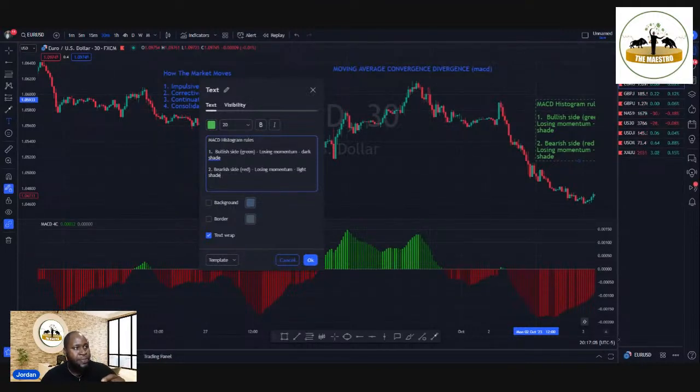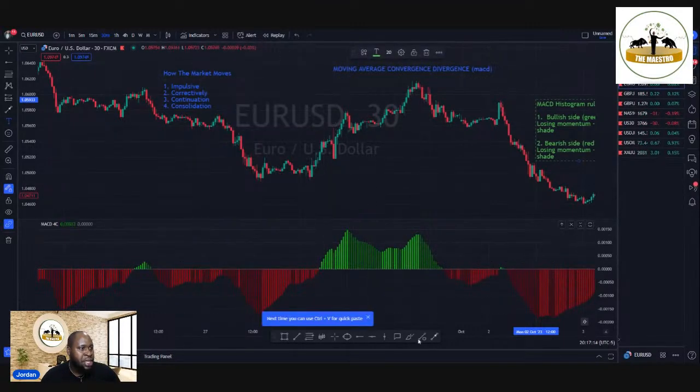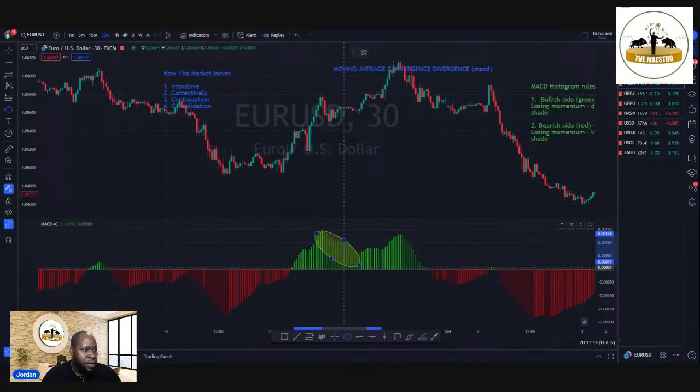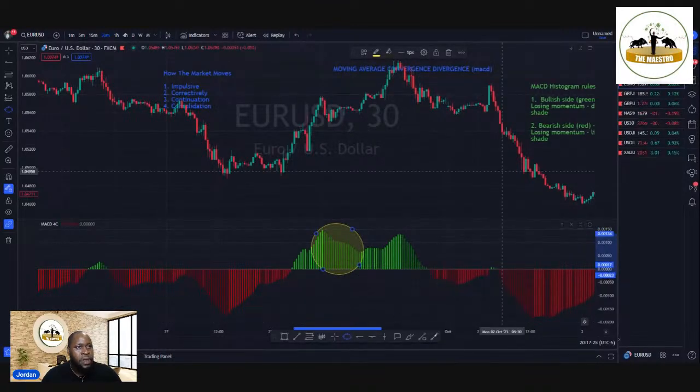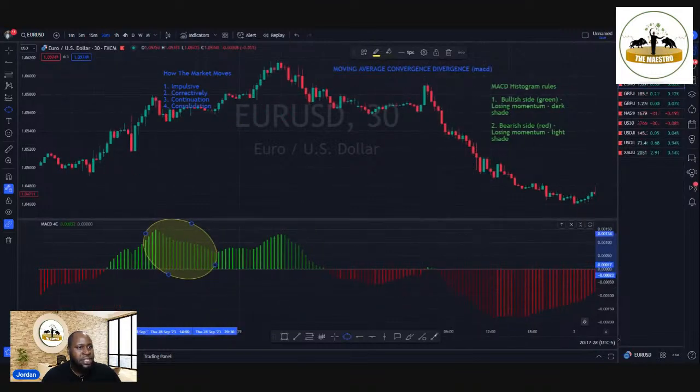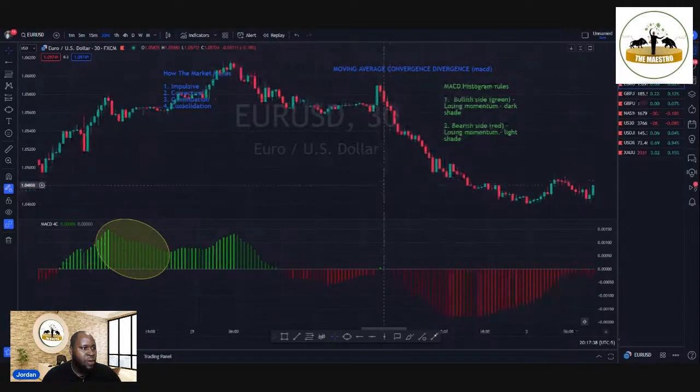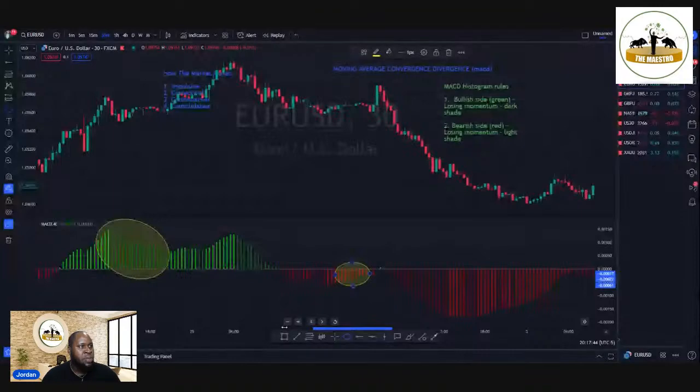When the bullish side is losing momentum, it tends to give us a darker shade, as you could see right over here. As you can see right over here, losing momentum, it gives us a darker shade. Okay. As for the bearish side, going back to our notes over here, as the bearish side is losing momentum, it shades lighter. All right. Where is an example of that? Right over here. As the bearish side is losing momentum, it shades lighter.